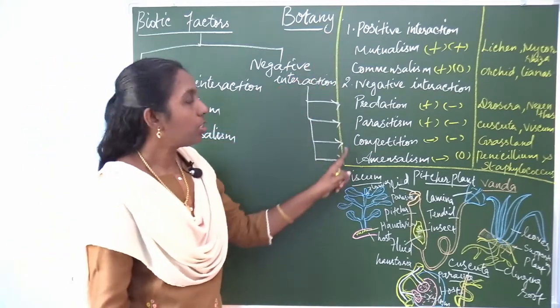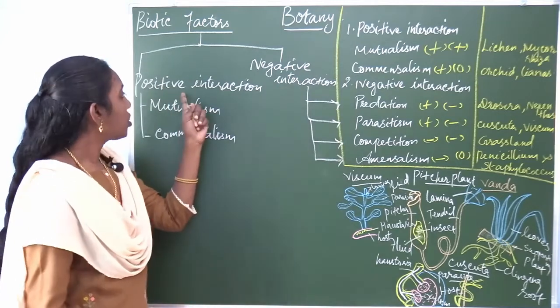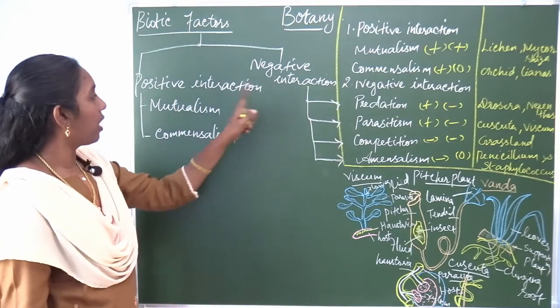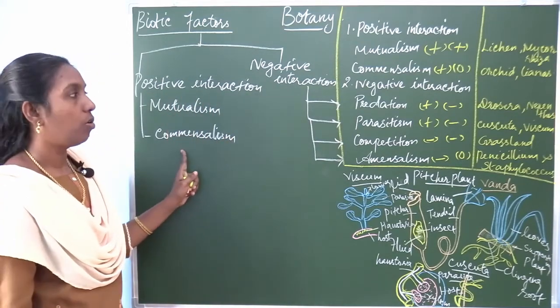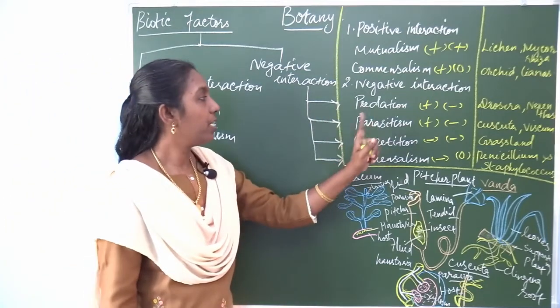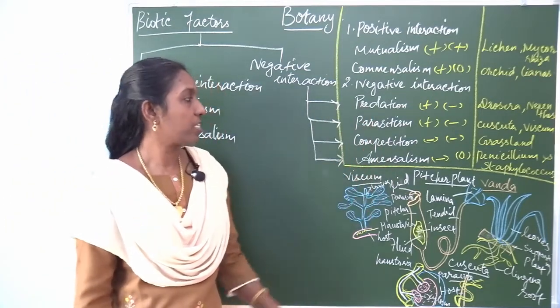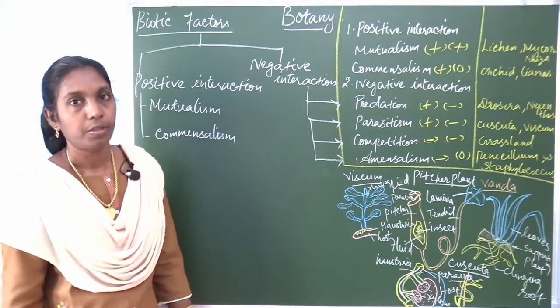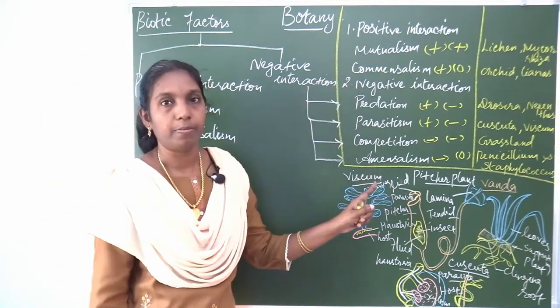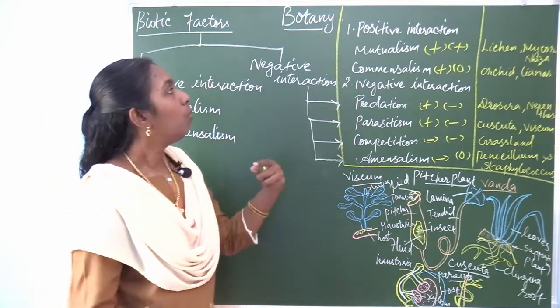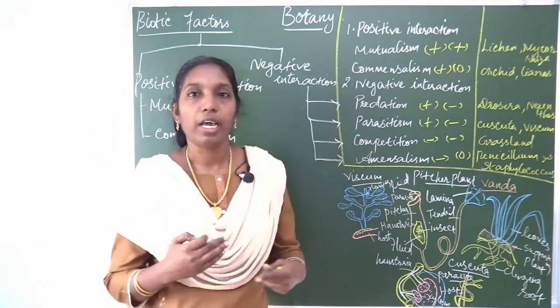So these all are 2 mark questions. What is meant by positive interaction? What is meant by negative interaction? What is mutualism? What is commensalism? What is predation, parasitism, competition as well as amensalism? First learn all these names. Now let us see one by one what is meant by positive interactions.